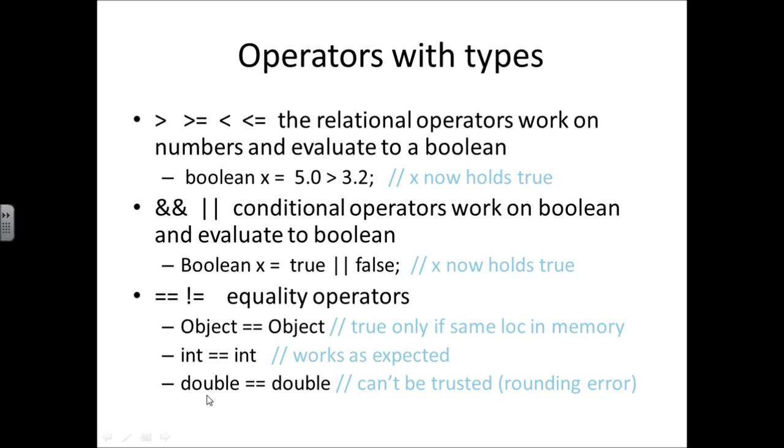So the bottom line here is if you're comparing two doubles for equality using the double equals, you cannot trust the results because of rounding error. If the values you're working with have decimal points, you want to stick with the relational operators, greater than, less than. If you find yourself using the double equals, you're probably doing something wrong when you're working with doubles. Integers, it's fine. With objects, you can run amok. And with doubles, you can run amok, so be careful with those.